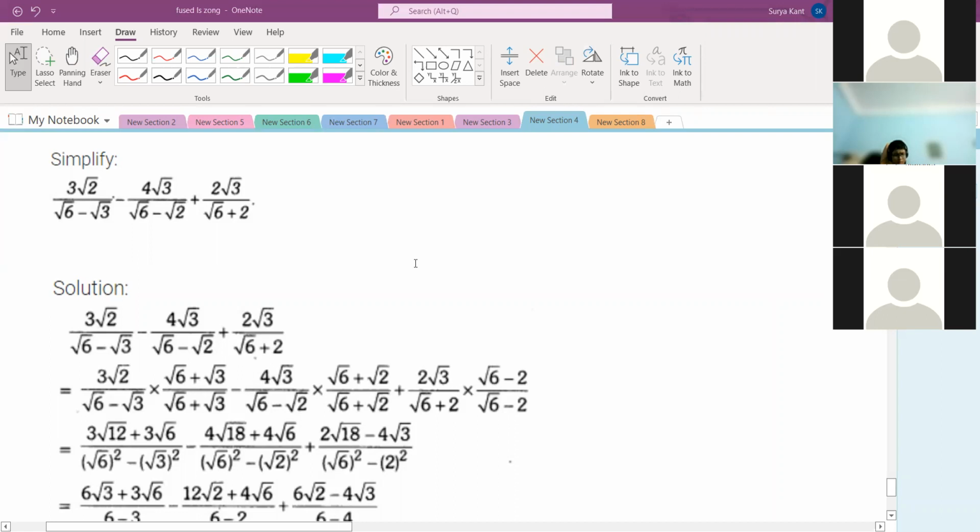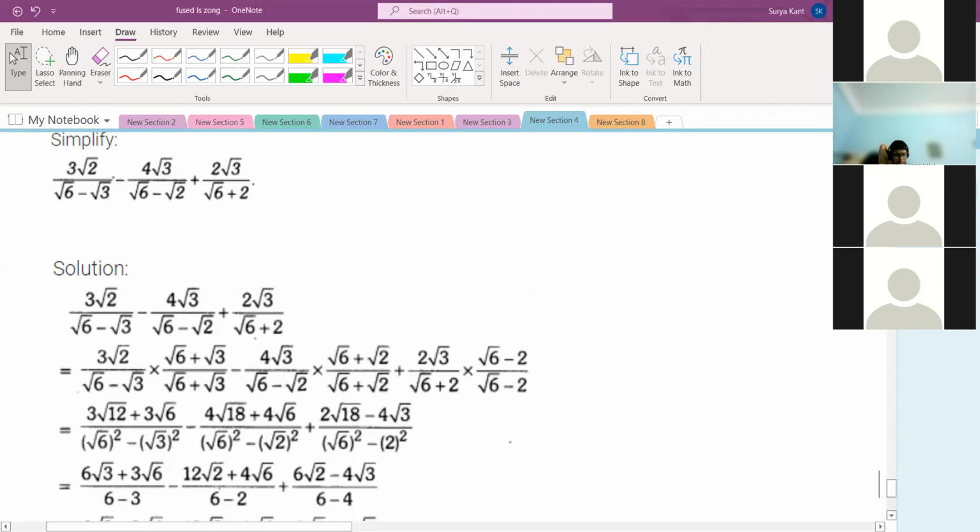So this was easy only, sir. This was a separate side. We should rationalize that. You should only rationalize separately and add it. Add and subtract. Okay.